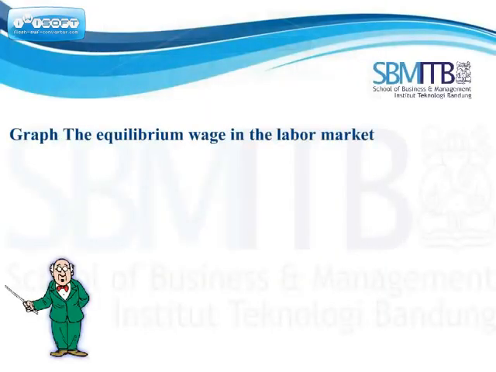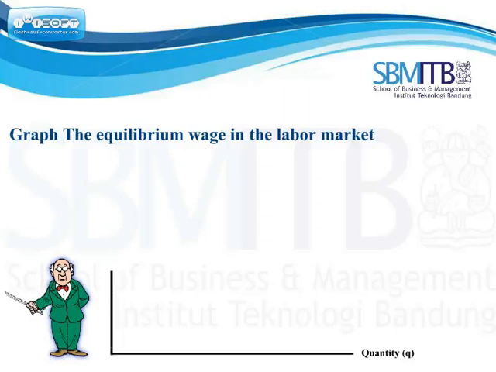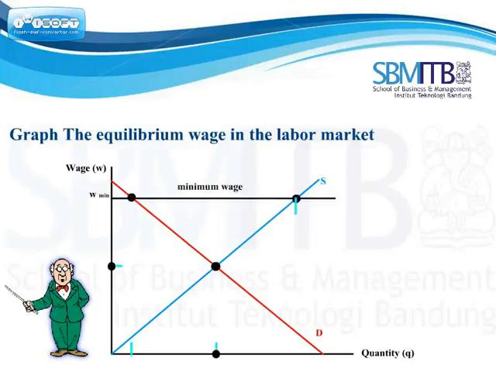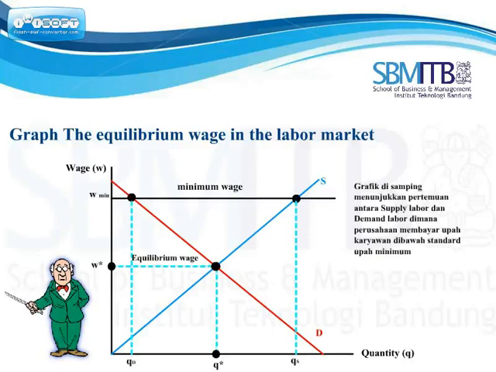The graph shows the equilibrium wage in the labor market. This line reflects quantity of labor. This line reflects labor wage. This line reflects labor demand. This line reflects labor supply. This line reflects the minimum wage of labor. This line reflects the equilibrium condition for wage and labor.